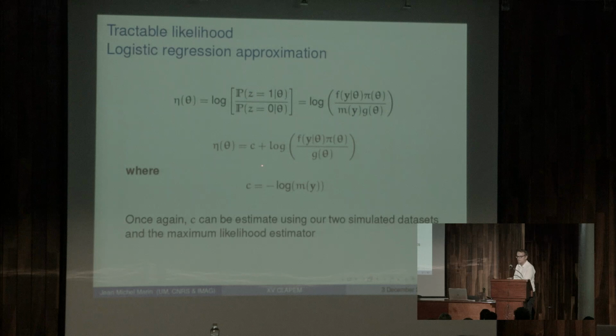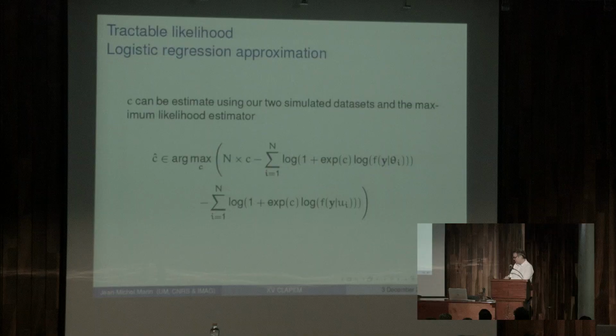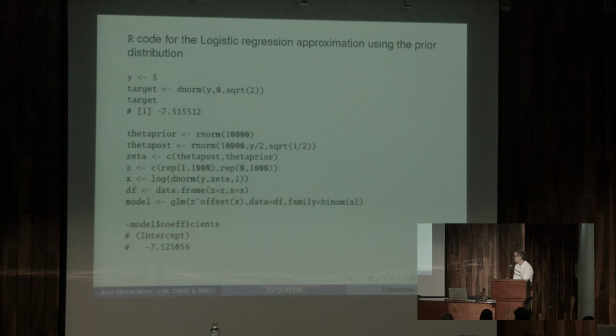And then we use the GLM function here, but we can directly optimize. You can calculate explicitly the derivative of this, and so you can find the zero of the first derivative, not using the GLM function. It's just to show you the link between this strategy and the logistic regression. And then you get an approximation. The model coefficient is an approximation of the log of the evidence here.